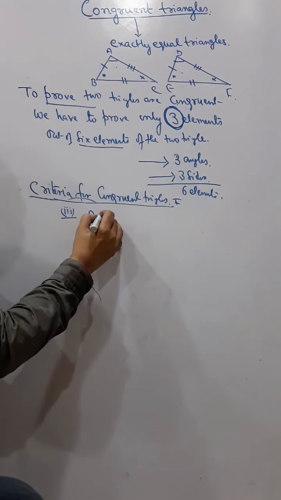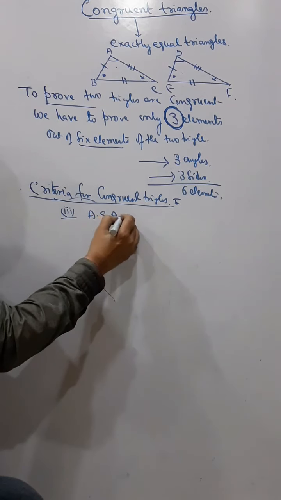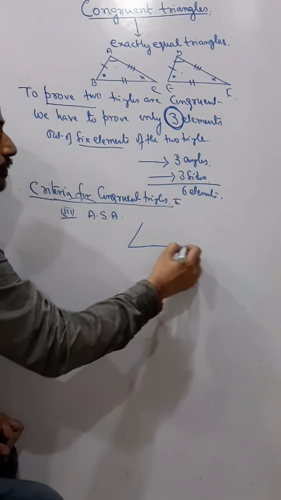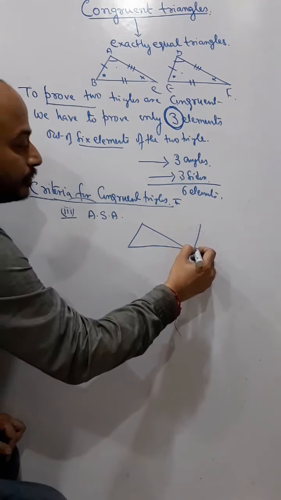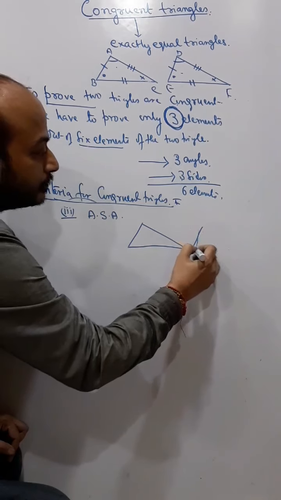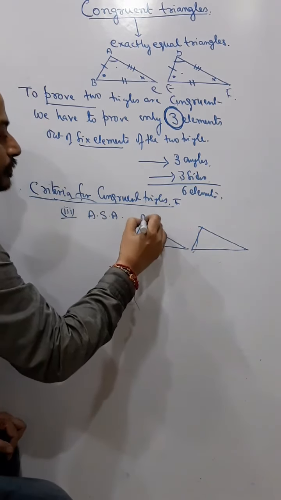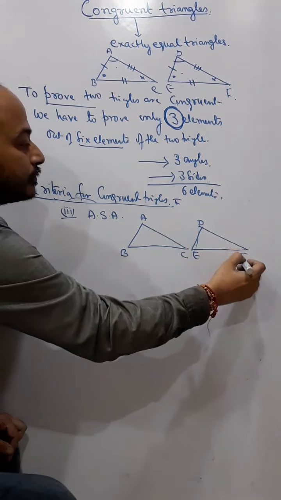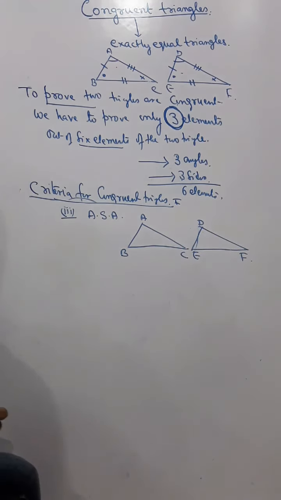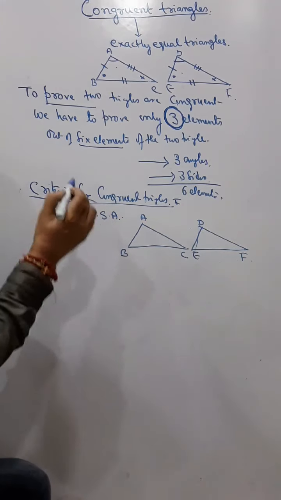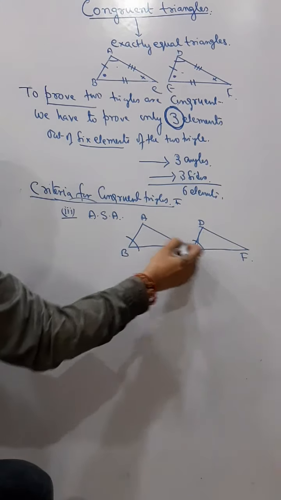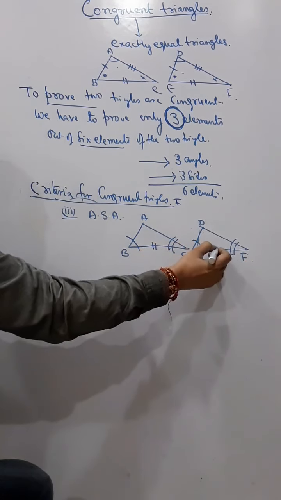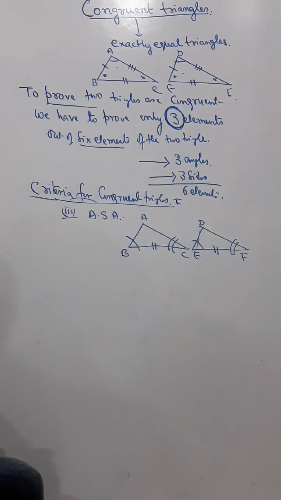Next is ASA. ASA means two angles and one included side. Now suppose this angle is equal to this angle and this angle is equal to this angle, and this side is equal to this side, then we say that these two triangles are congruent.